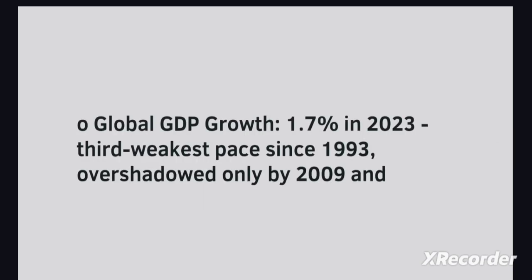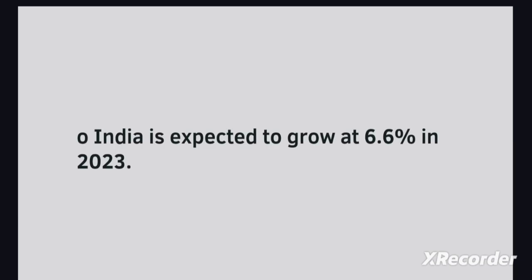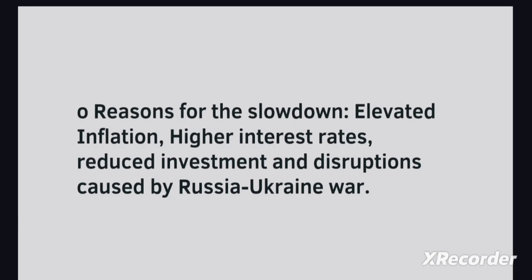Key projection. Global GDP growth 1.7% in 2023, third weakest pace since 1993, overshadowed only by the 2009 and 2020 global recessions. India is expected to grow at 6.6% in 2023. Reasons for the slowdown: elevated inflation, higher interest rates, reduced investment, and disruption caused by the Russia-Ukraine war. Any additional adverse shock could push the global economy into recession.